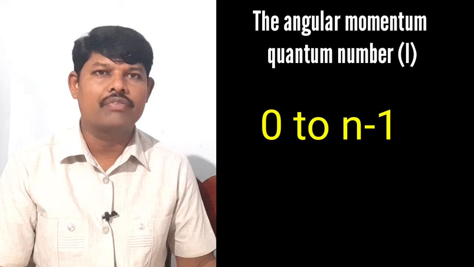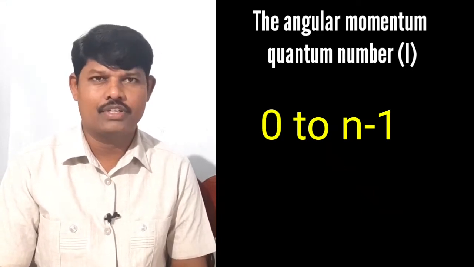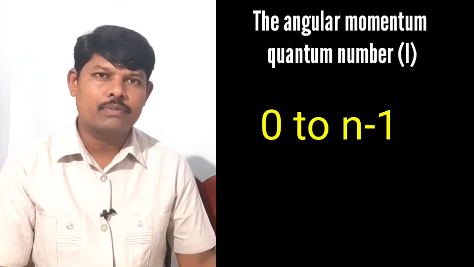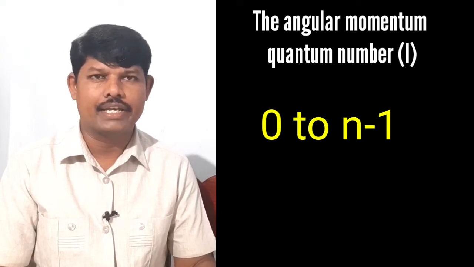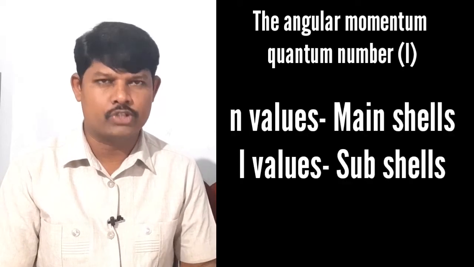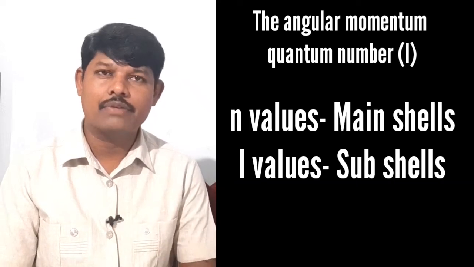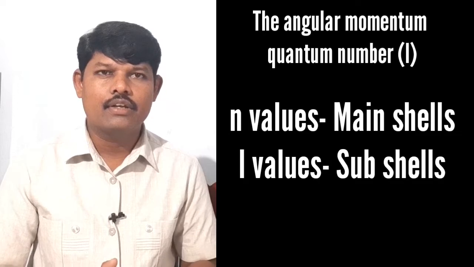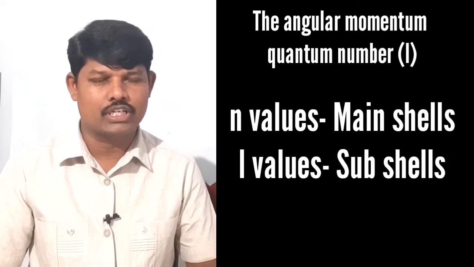For each value of n, that means already in the principal quantum number we have n values, n equal to 1, n equal to 2, like that. The maximum number of l you can find by using n minus 1. In the principal quantum number, the values of n represent main shells, and the values of l represent subshells. So each l value represents one subshell.